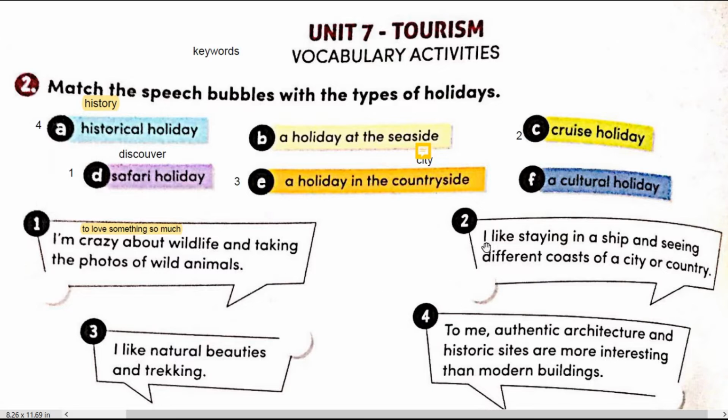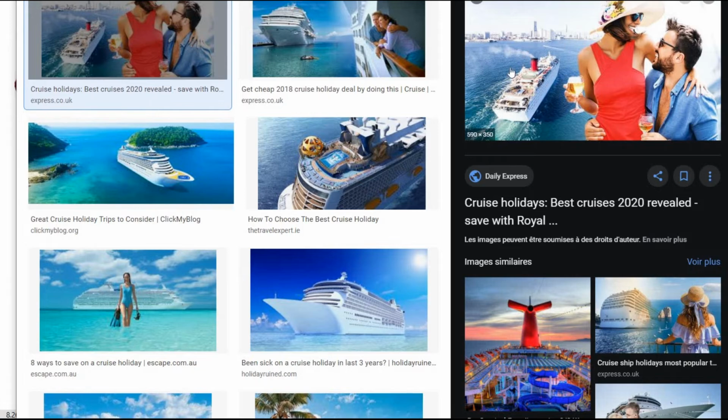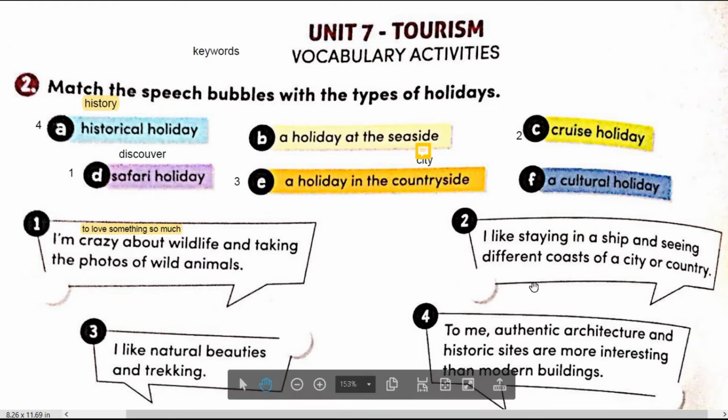Number two: I like staying in a ship and seeing different coasts of a city or country. We have the keyword here, ship. So what did we say about ship? Yes, good. It's related to cruise holiday, just like we showed before. This is what we mean by a ship. So this one is cruise holiday, number two.